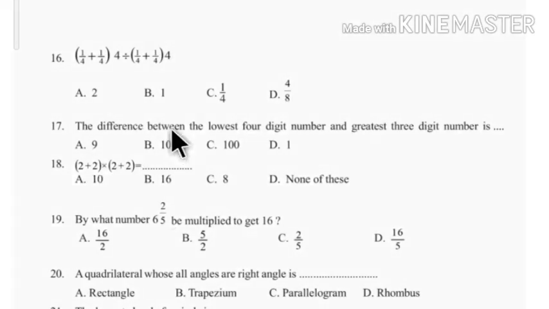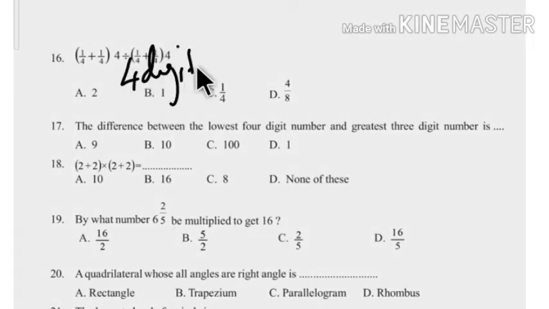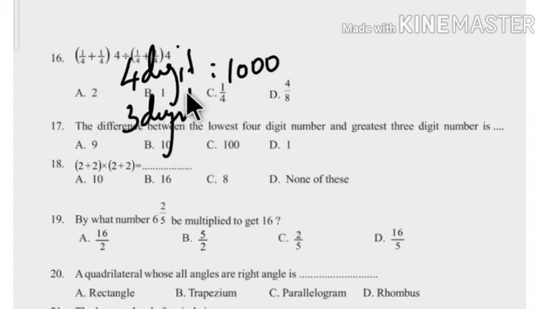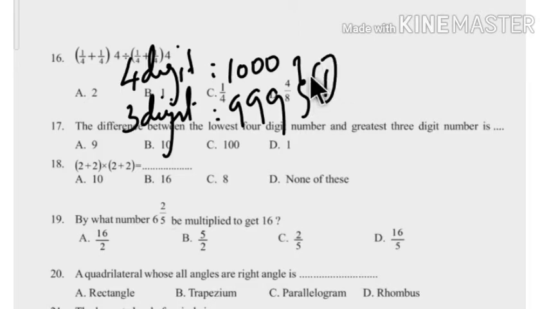Second question: the difference between the lowest 4-digit number and the greatest 3-digit number is dash. Lowest 4-digit number is 1000. Which is the greatest 3-digit number? 999. Okay, so the difference between 1000 and 999 is 1, right? So D is the answer.